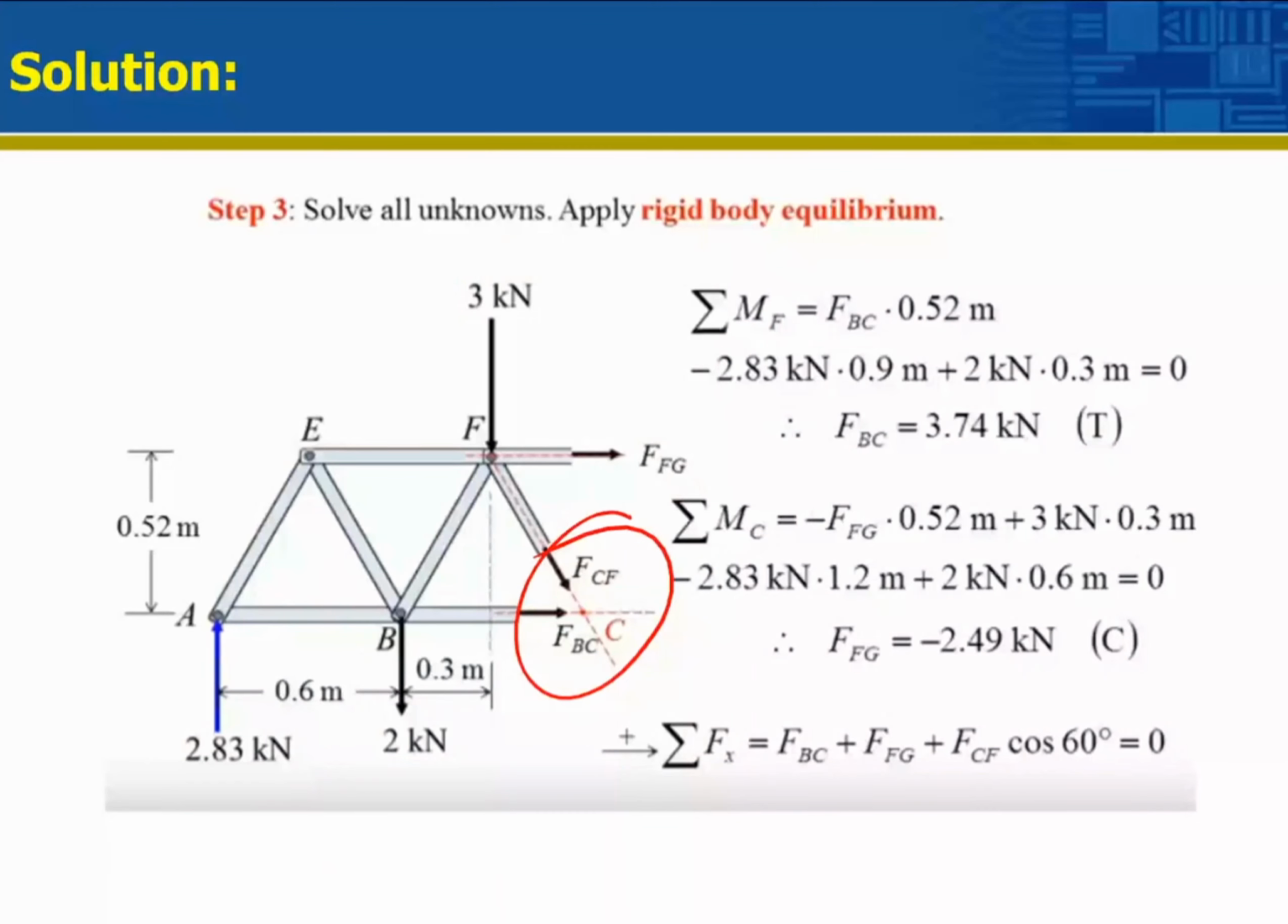Yes, sir. So it's very obvious. You can easily do this. What they've done, they've taken the moment at this point, F. When you take moment at this point, this doesn't appear in the equation, this doesn't appear in the equation, only this appears in the equation. So the beauty of taking moment at an unknown is very interesting.